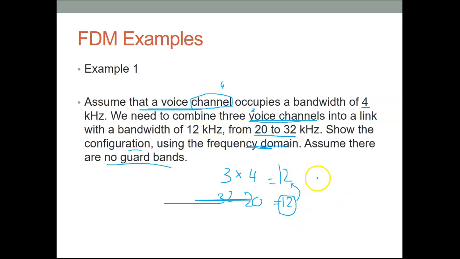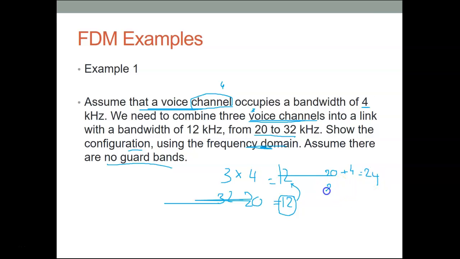So I have 3 channels. The first channel takes signals from frequency 20, and then I add 4 to it, which is the frequency of each channel, and I get 24. This is the first. This is for the first channel.